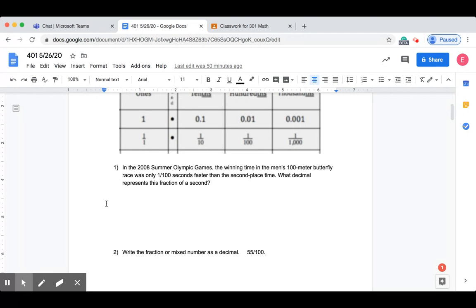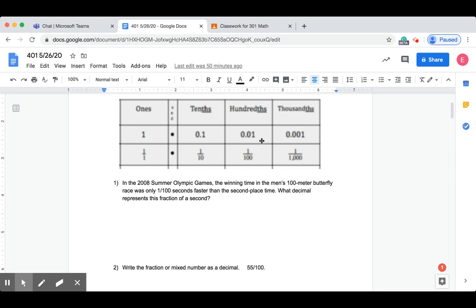So our first example problem says, in the 2008 Summer Olympic Games, the winning time in the men's 100-meter butterfly race was only 1/100th seconds faster than the second place time. What decimal represents this fraction of a second? Now, we actually can look right at our chart and we can see this. So we know that we're talking about hundredths because our denominator is 100 and our numerator is 1. So to write it as a decimal, I would write 0 because we have no whole numbers, and 1/100th. Now remember, it's just a single digit, and I want to make sure that it ends in the hundredths place, which is two place values to the right of the decimal point. So I would just write 0 and 0/10ths and the 1/100th.